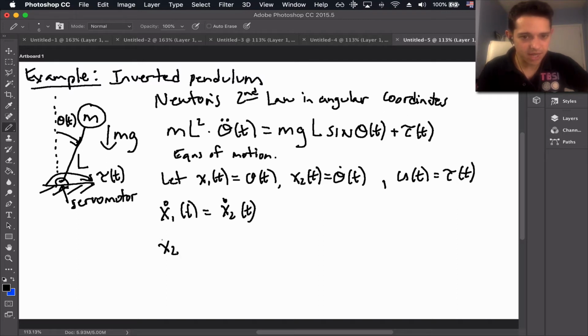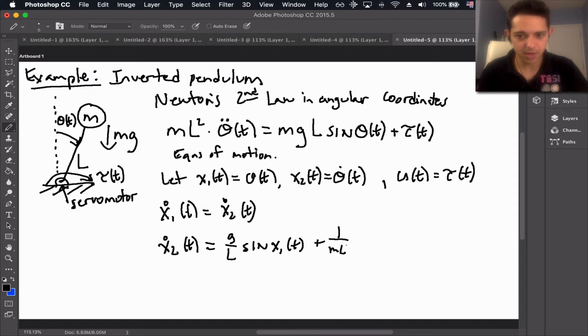And then x2 dot is theta double dot, which is just this equation of motion with both sides divided by ml squared. So dividing both sides by ml squared, we get g over L times sine of x1 of t plus 1 over ml squared u of t. Okay, so now we have our state space model.